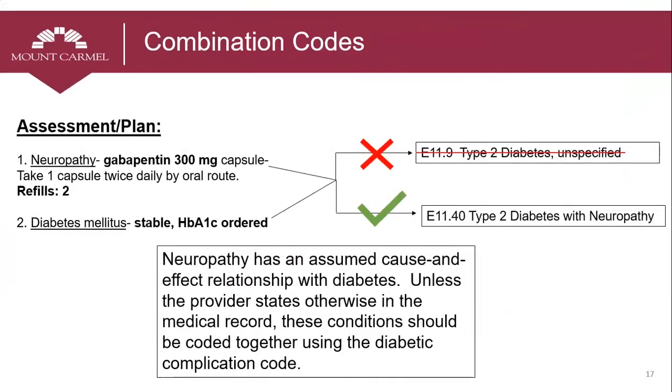In this slide, you can see an example of a scenario where neuropathy and diabetes were documented well, but coded separately. If this example was present in an audit, the auditor would instruct the provider to delete both G62.9 and E11.9 and use code E11.40, diabetes with neuropathy. Since the provider did not state in the note that the neuropathy is unrelated to the diabetes, it is assumed these conditions are related and should be coded using the combination code.